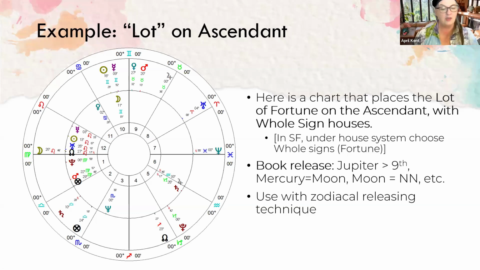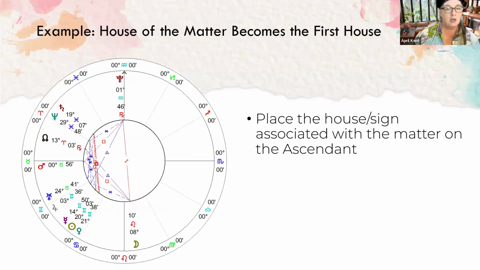It apparently was used as a zodiacal releasing technique, which again is not one that I work with. But just in case there's anyone out there who does and wants to play around with this, it is apparently a derivative house system that's commonly used for those kinds of techniques. But what we're really going to be working with today are derived houses, which derive from the house of the matter, which becomes the 1st house.